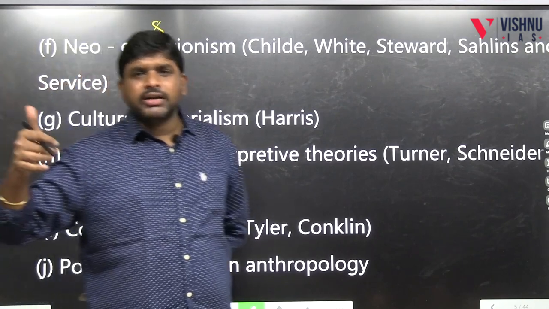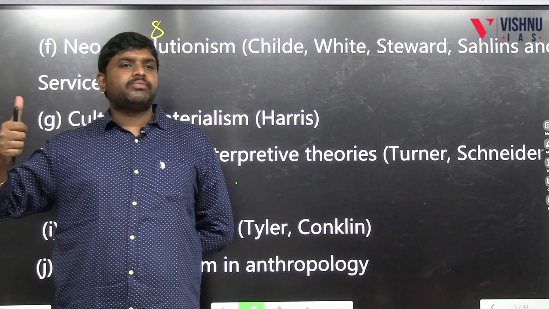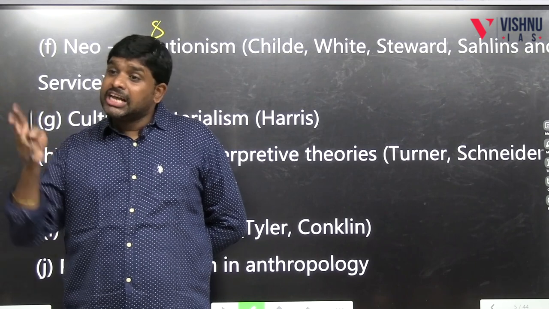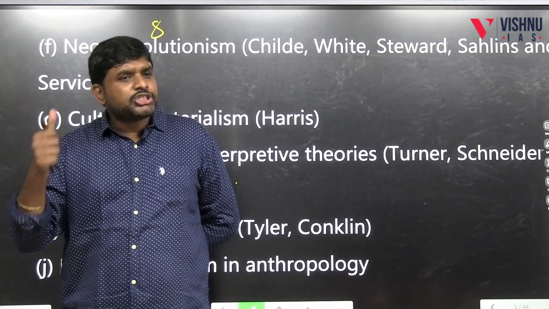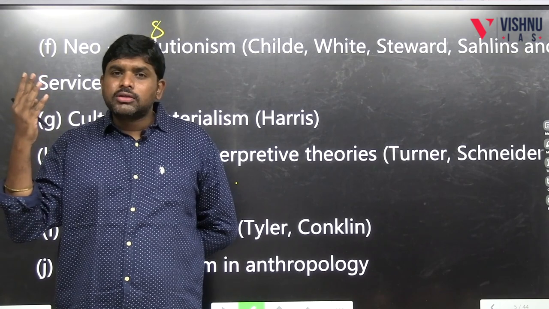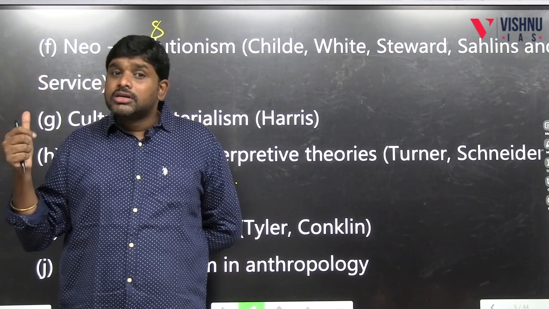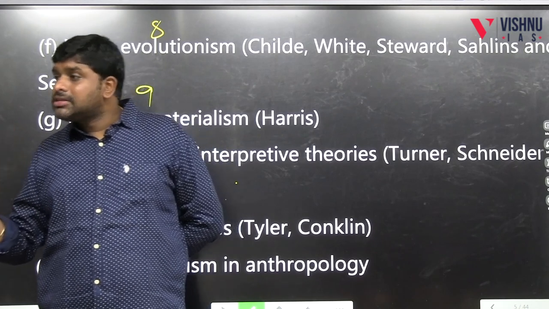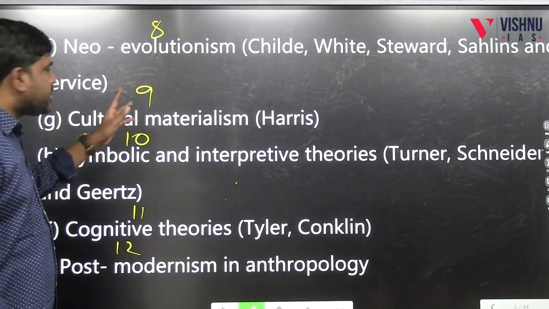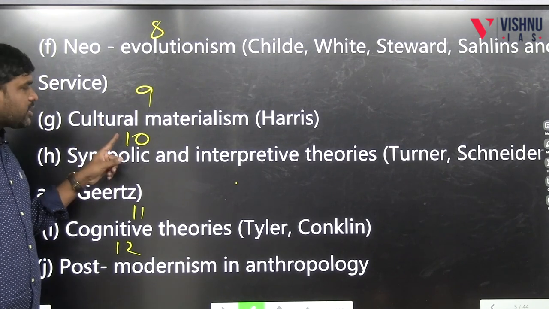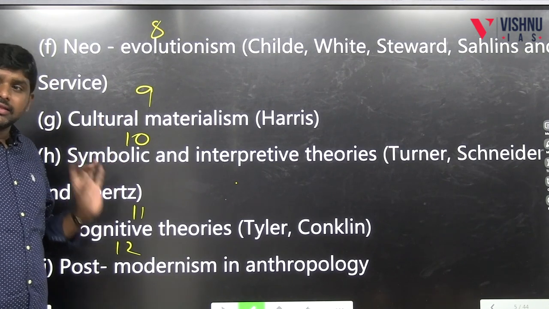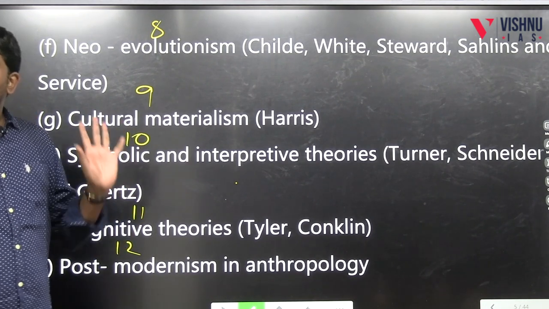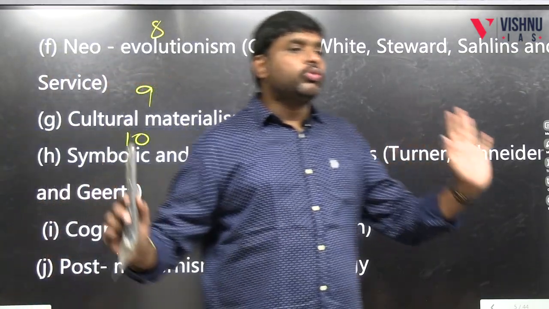How many schools are there? Quickly. Number 1, classical evolutionism. Number 2, historical particularism. Number 3, diffusionism, in which 3 country schools are there: British, American, German. 4th, functionalism. 5th, structural functionalism. 6th, structuralism. 7th, culture and personality school. 8th, neo-evolutionism. 9th, cultural materialism. 10th, symbolic and interpretative theories. 11th, cognitive theories. 12th, postmodernism. In this unit, 12 schools are there.